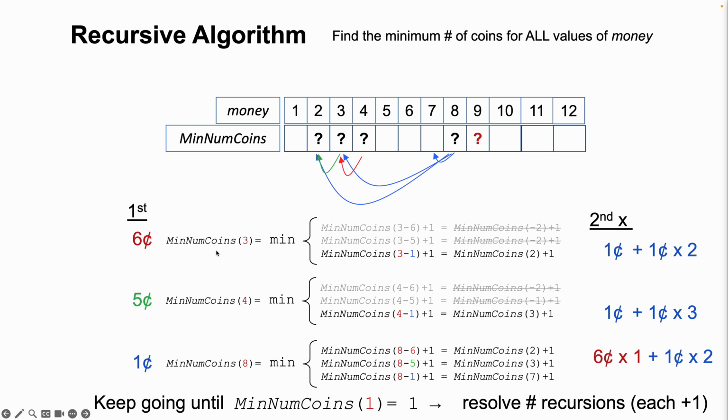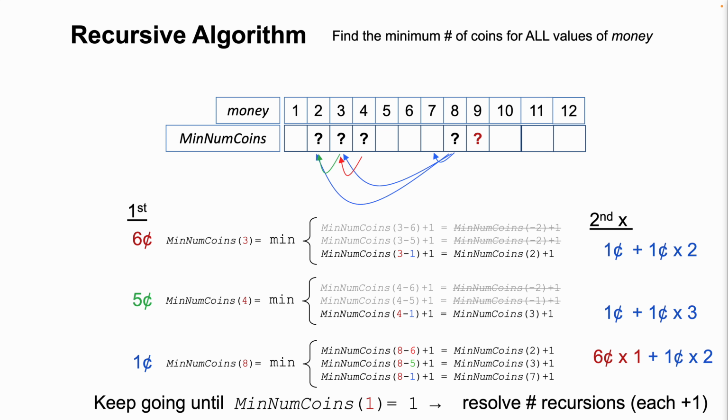So this line is saying to get the minimum for 3 cents, the only option here is 3 minus 1. So if I'm now saying what's the min for 2, the only option is going to be 2 minus 1, which is going to then result in me needing to go find min coins 1. And so then it's finally only when we get to min coins 1, there's no other option. That just gets a value of 1. Okay?